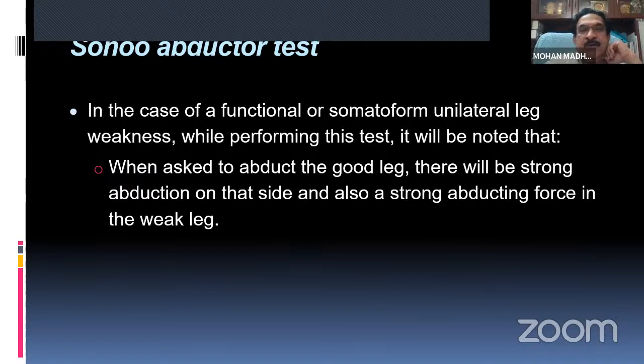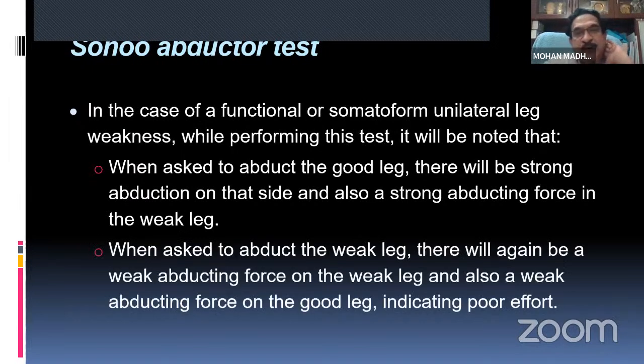In the case of a functional or somatoform unilateral weakness, when asked to abduct the good leg, there will be strong abduction on that side and also a strong abducting force in the weak leg. So the apparently weak muscle will generate abducting force because the leg is not really paralyzed. When you ask the patient to abduct the weak leg, there will be a weak abducting force in the weak leg, and also a weak abducting force in the good leg. The patient is not putting in effort, so the contralateral thigh will not abduct.